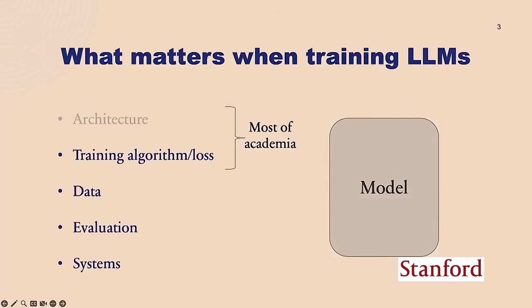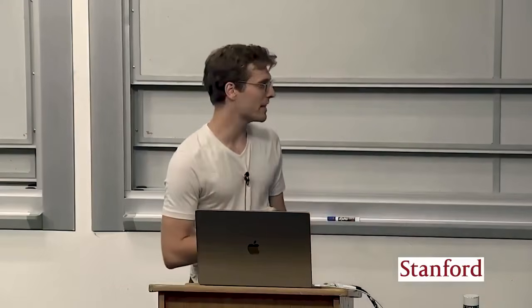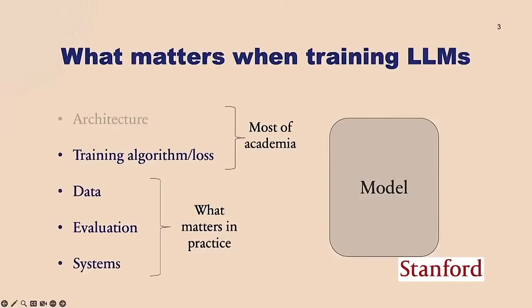Another thing to say is that most of academia actually focuses on architecture, training algorithm and losses. As academics, and I've done that for a big part of my career, we like thinking that we make new architectures, new models, and it seems like it's very important. But in reality, honestly, what matters in practice is mostly the 3 other topics: data, evaluation and systems, which is what most of industry actually focuses on. That's also one of the reasons why I don't want to talk too much about the architecture, because really the rest is super important.